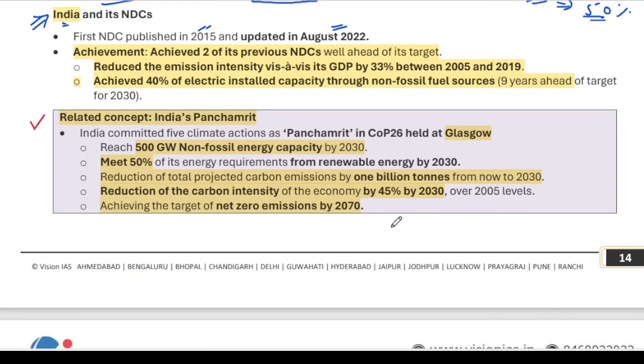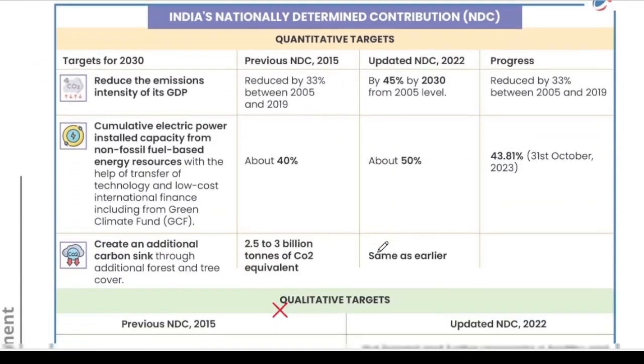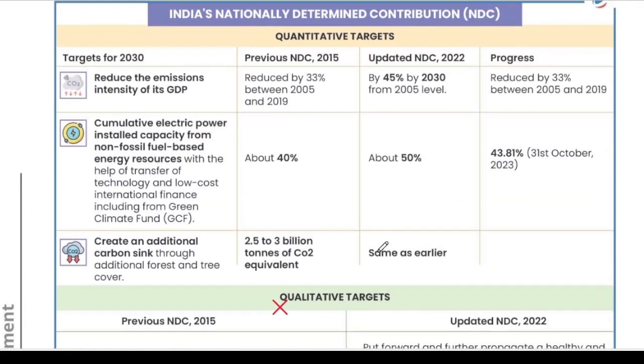Before reading this, we must come to this infographic. This is a very good infographic. So what were the targets given in 2015, and what are the updates to it? The target was that the emission intensity of GDP will be reduced. The previous target was 33% between 2015 and 2019. But we have already achieved this 33%, so now we have updated our NDC target to 45% by 2030.